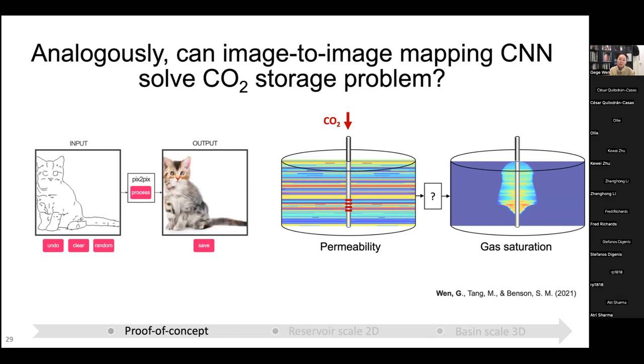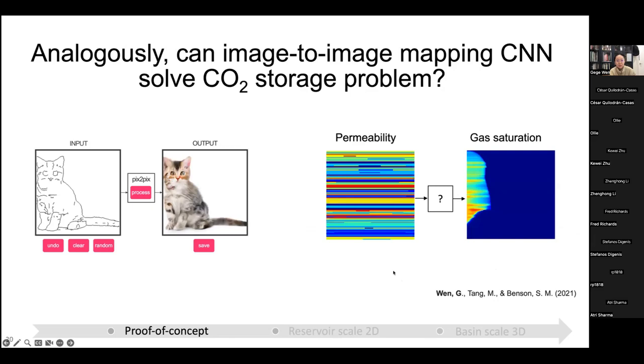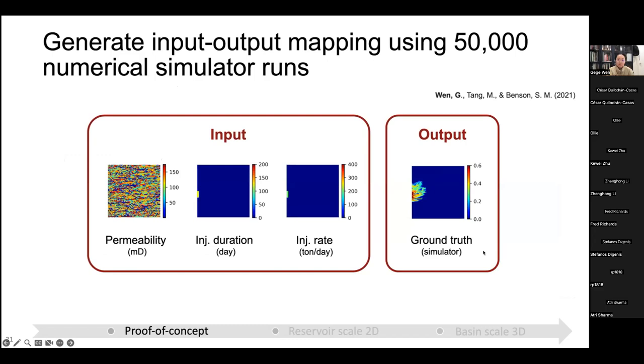So the CO2 storage problem can actually be a similar problem, an image-to-image problem, because if we think of the reservoir as a 2D radially symmetrical reservoir, we can think of the problem being the permeability mapped to the gas saturation, and it can be converted into this image of permeability mapped to this gas saturation. So now you can see the analogy between this cat problem and our CO2 storage problem. So we went ahead and tested out our proof of concept.